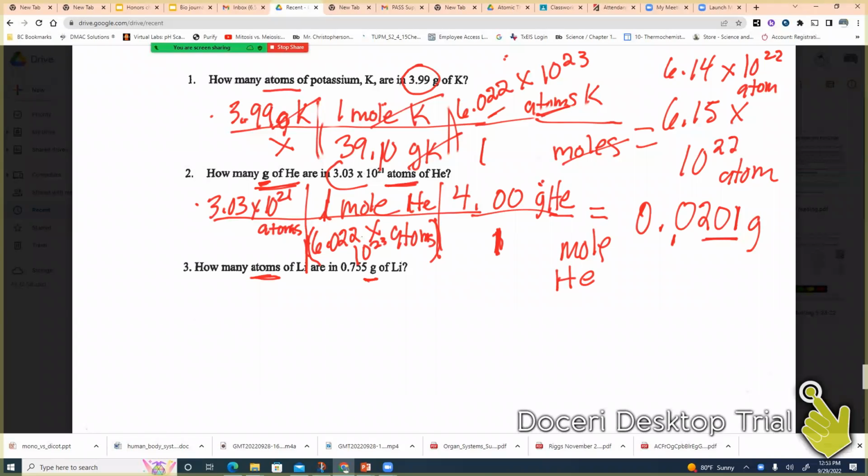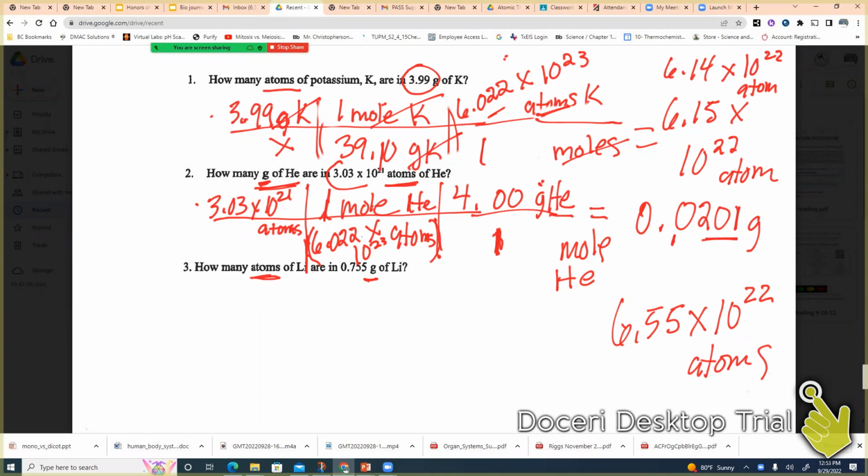All right, what did we get for that one? How many sig figs did we need? 3 again. 6.55 times 10 to the 22nd atoms. Does anybody want me to work through that one? Yes. All right.